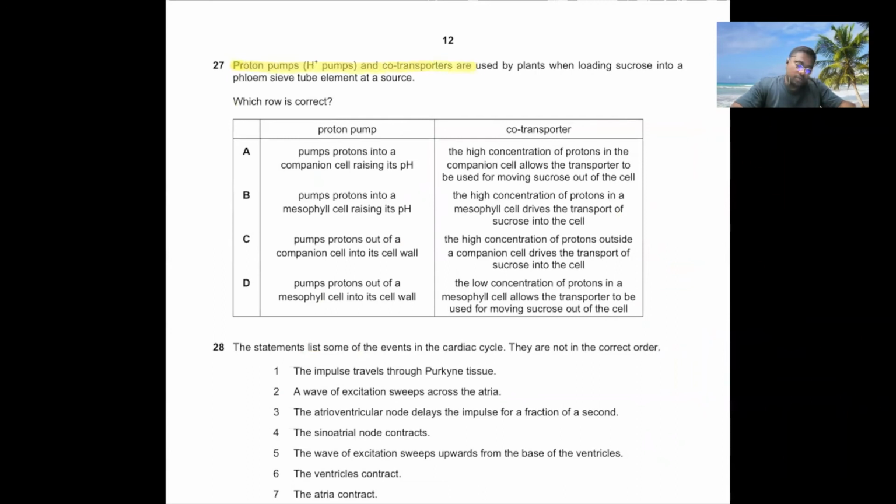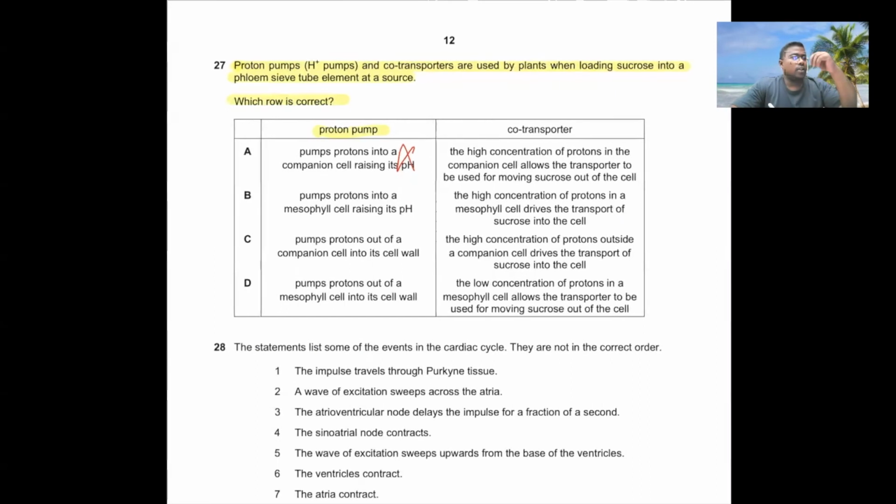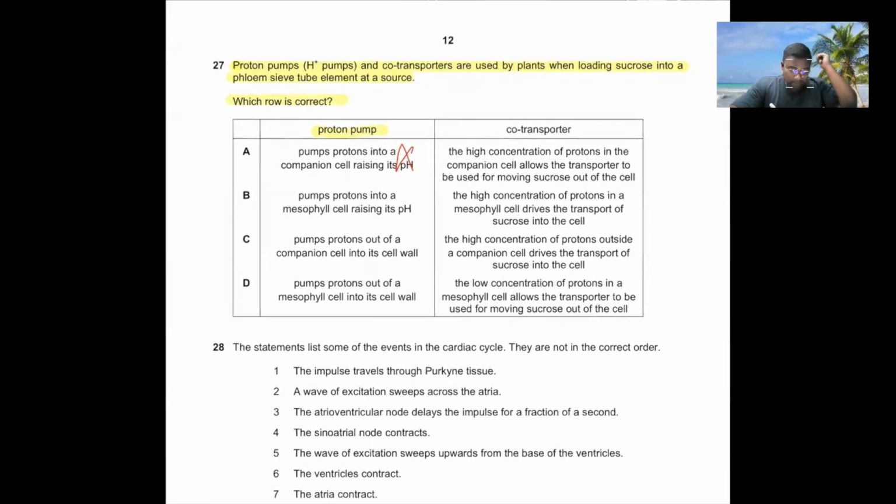Question number 27. Proton pumps and co-transporters are used by plants when loading sucrose into phloem sieve tube elements at a source. Which row is correct? First of all, proton pump. Pumps proton into a companion cell, raising its pH. No. Pumps proton into a mesophyll cell, raising its pH. Pumps proton out of the companion cell into its cell wall. Pumps proton out of the mesophyll cells into its cell wall. All right. 27. Well, C is the correct answer.